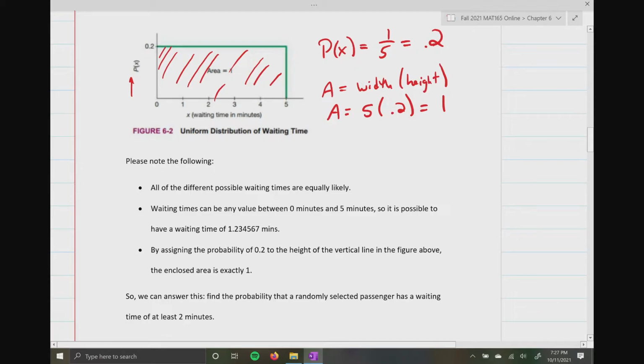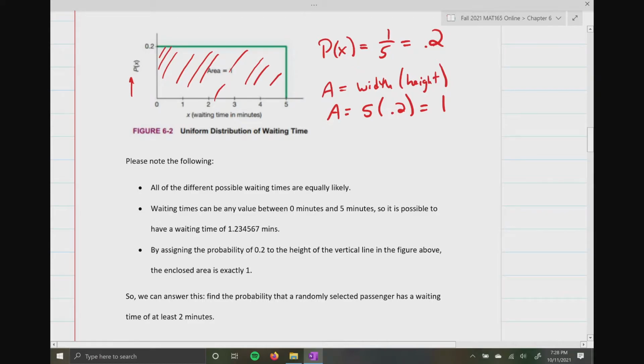Please note, one, all the different possible waiting times are equally likely. That's what makes it uniform. Two, waiting times can vary anywhere in between 0 and 5 minutes. So you can actually get 1.23456 minutes. All right, you can get that. Three, by assigning the probability of 0.2 to the height of the vertical line in the figure above, the enclosed area is exactly 1.